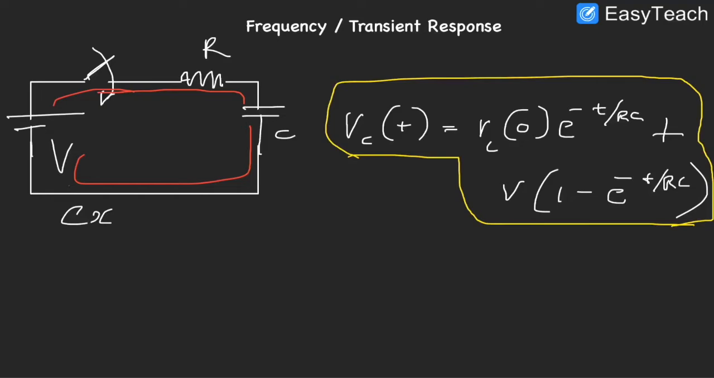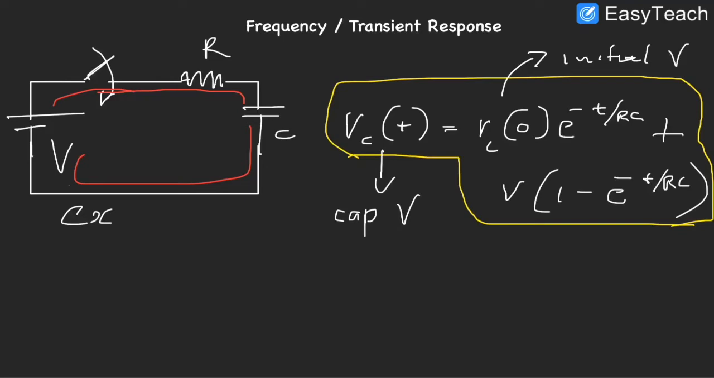Here VC is your capacitor voltage, so this is what we're measuring across the capacitor, and VC at 0 is the initial voltage. If the capacitor has never been connected to a DC source, it won't have any charge. If it has been connected, it's going to have some charge. So this depends on the initial charge, or initial voltage, across the capacitor at time t equals 0.